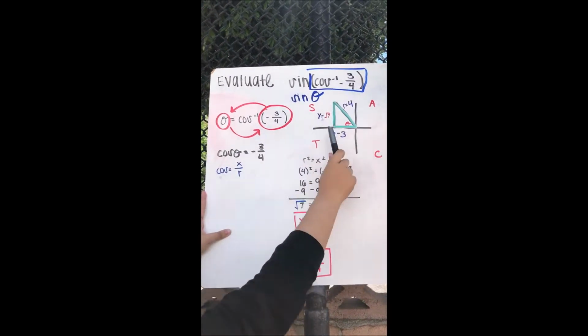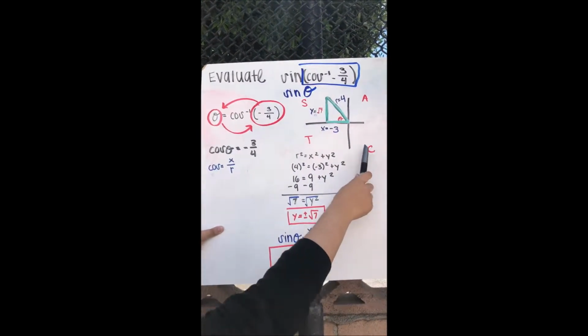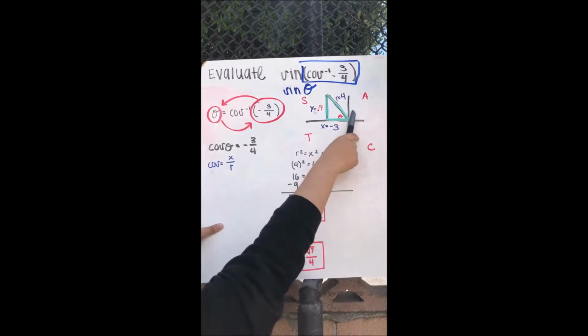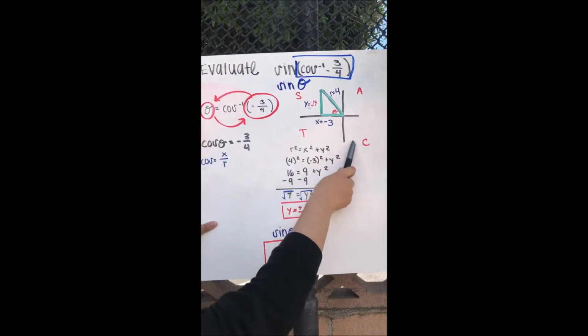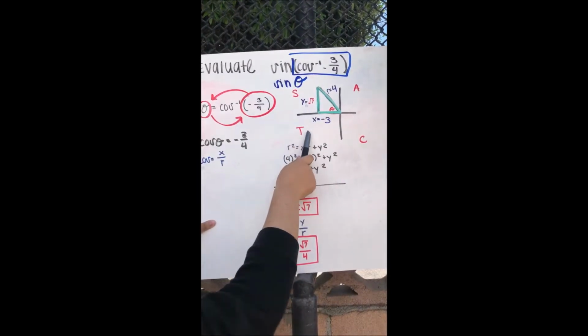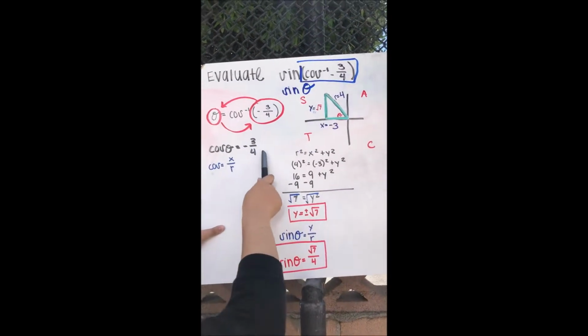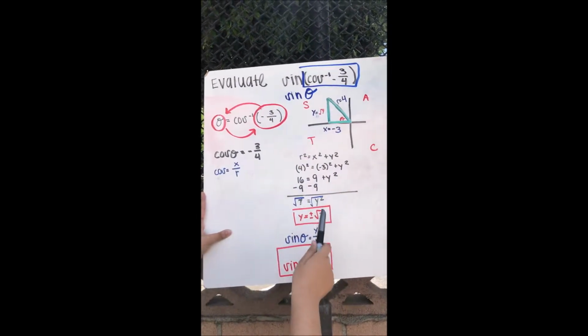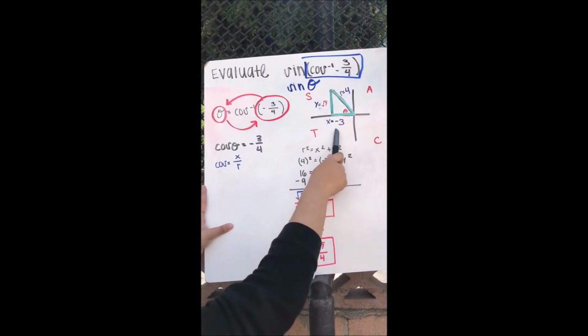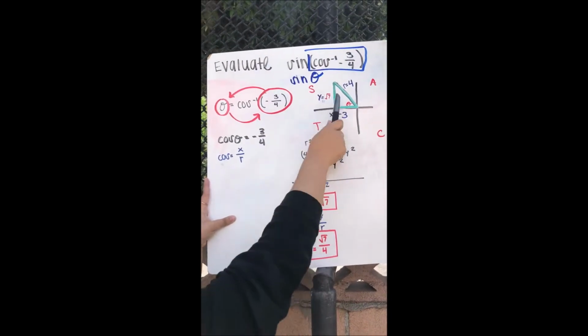So we use All Students Take Calculus to find out where it's at. So all, which is all everything is positive over here and cosine is positive over here, so we know that it's negative over here. And then by knowing that it's negative 3 over 4, we know that x is negative 3, so it's going to be up here. And then, so x is negative 3, and since it's x over r, r is obviously 4.